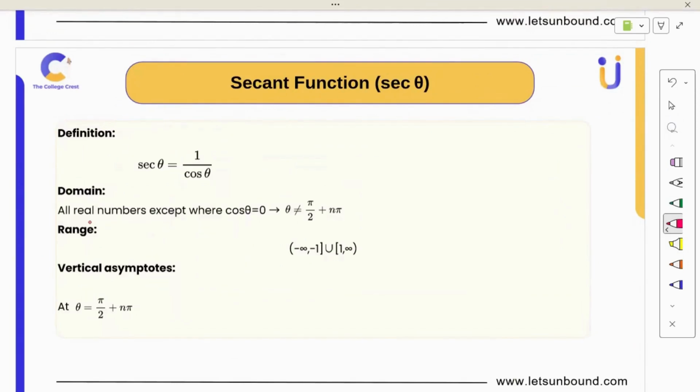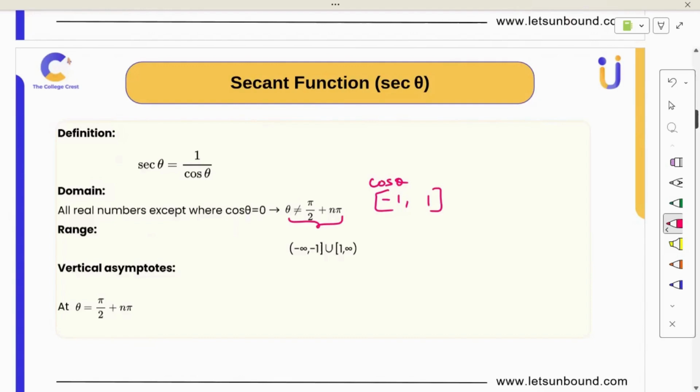Secant is 1 by cos theta. Its domain is all real numbers except where cos theta is 0. Cos theta becomes 0 at pi by 2 plus n pi, where you just add n pi, 1 pi, 2 pi, like that. And the range: cos theta goes from -1 to +1, excluding this, your secant will have the range -infinity to -1 union 1 to infinity. Vertical asymptotes, of course, occur whenever the denominator cos becomes 0; the values which we have excluded in the domain will be the vertical asymptotes.